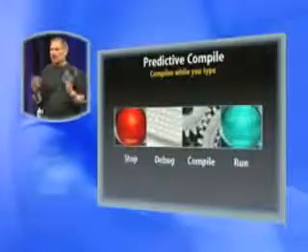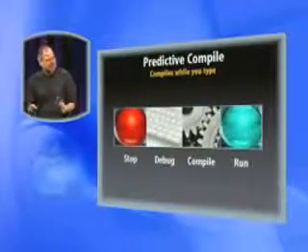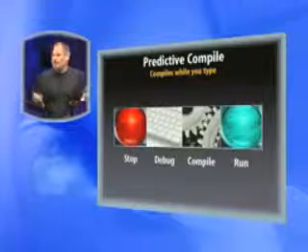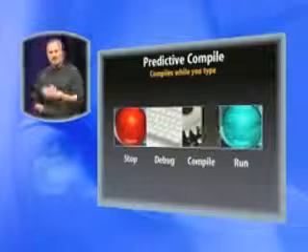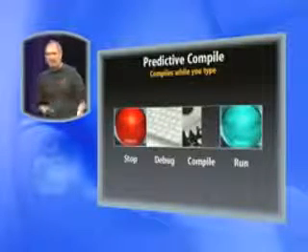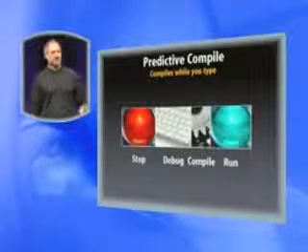Next, we got predictive compile. What is this? This actually starts compiling while you're still editing. It literally starts compiling before you even think you want to compile. And so what it does is it removes half the compiling time on average. Literally shortens it by a factor of 2. Boom, there goes half the compiling time.